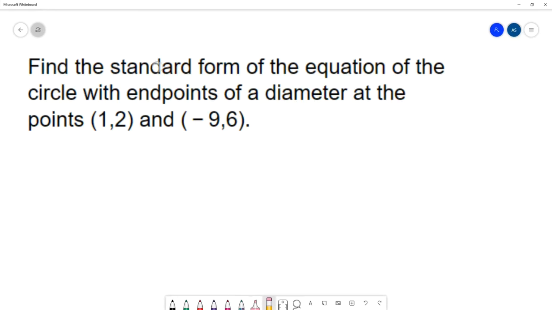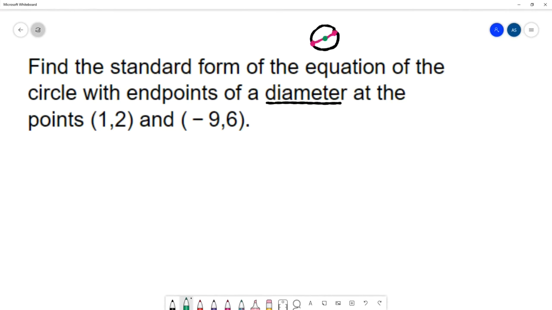We want to find the standard form of the equation of a circle with endpoints of a diameter at the points (1, 2) and (-9, 6). So let's start by making sure we know what a diameter is. A diameter of a circle is when you have 2 points on the circle, and when you connect those 2 points, you're going to pass through the center of the circle. So that's what a diameter is.